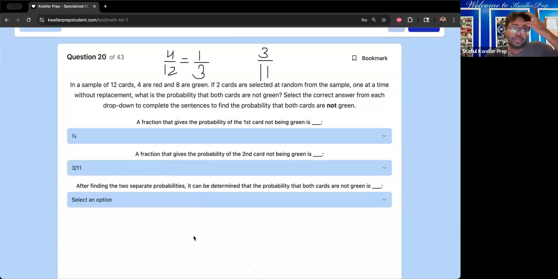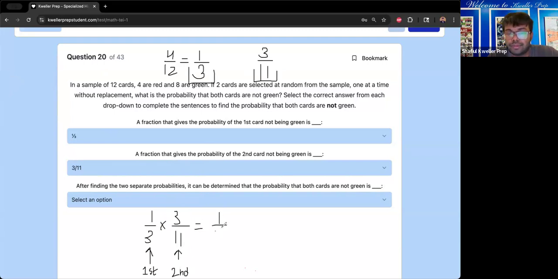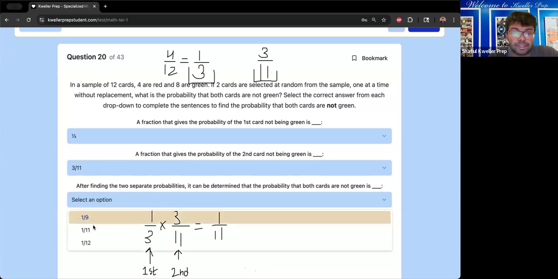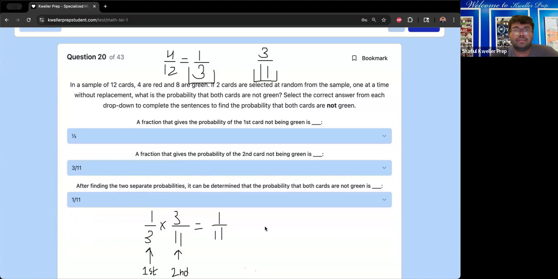What's the probability that both cards are not green? So actually, once you get this part, you have two different probabilities, 1/3 and 3/11. Don't make the mistake of adding them. Since this is the probability that both cards are not green, you multiply the probabilities. So again, just to break down what I did, 1/3 is the probability that the first card you draw is not green. The second probability is that the second card you draw is not green. Then you multiply, you get 1 over 11. Is that okay? Does anyone have any questions on this?